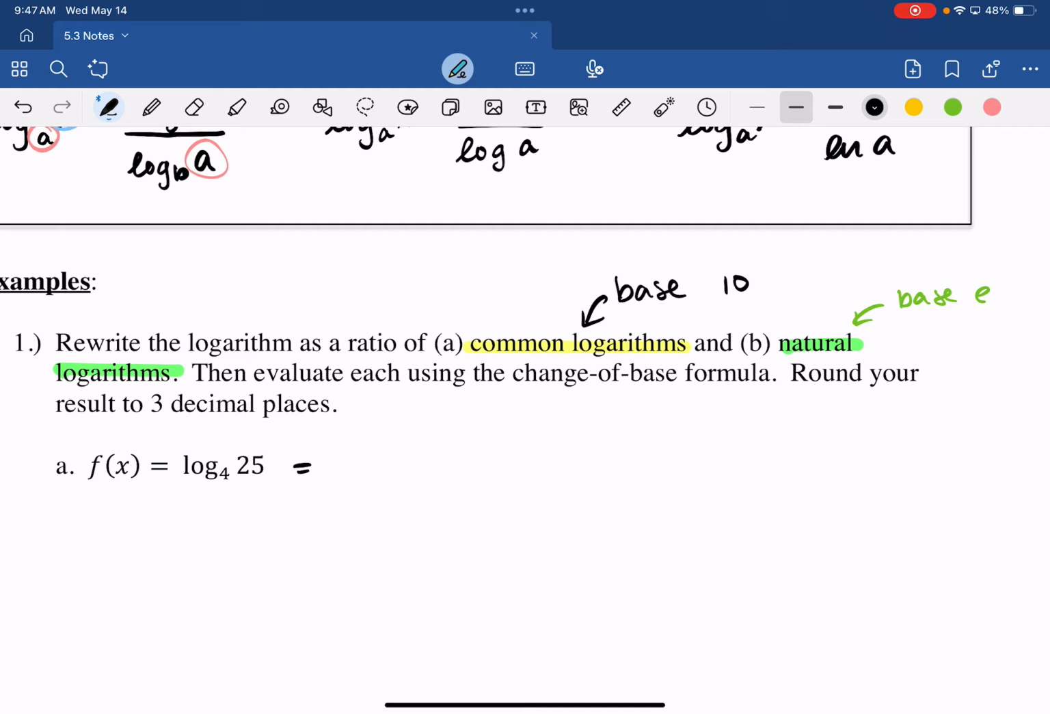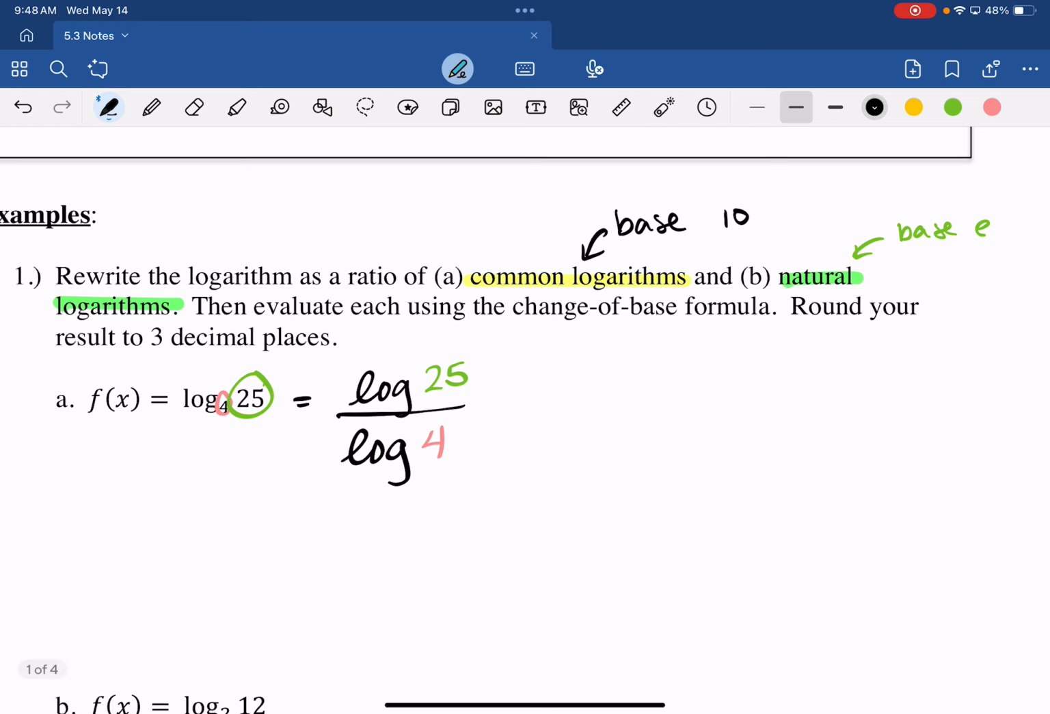So if I change this log base 4 into a base 10 log, or common log, I just have to do it in both. I'm just going to change it. Now I'm going to take my base and put it in the denominator and my big number and put it in the top. Okay, that's writing it as common log.